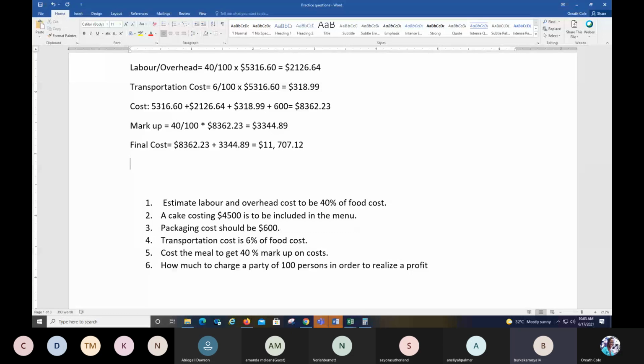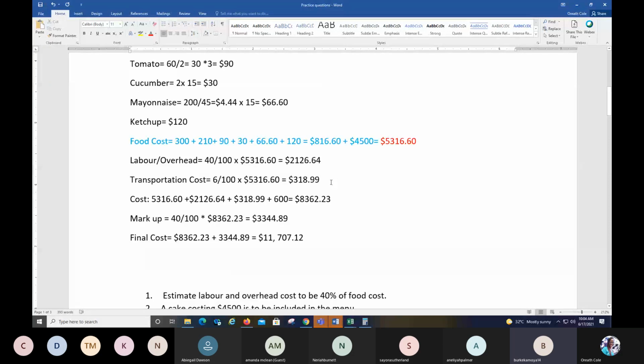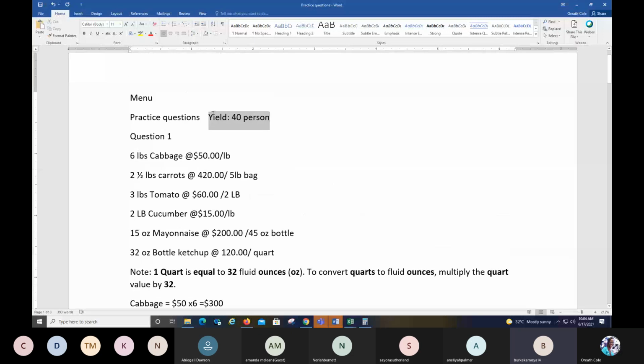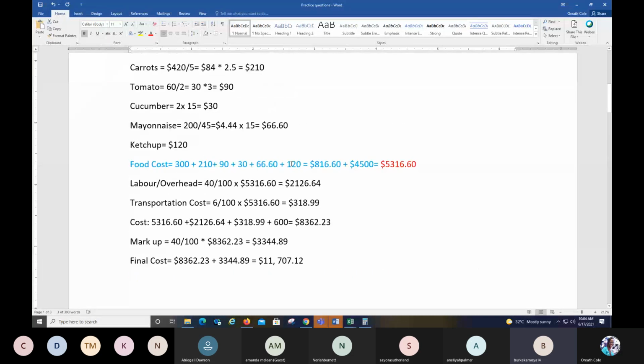Understand? So how are we going to find out the cost of one person? Miss, you can divide the money by the 100 people. The final cost, divide the money by how much? The yield. No, not the 100, the 40. Look at it. The yield is of 40 persons, but we are catering for 100. Yes, sorry. So the yield is of 40.